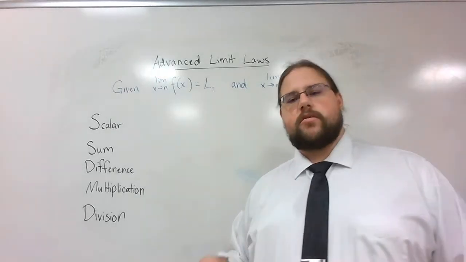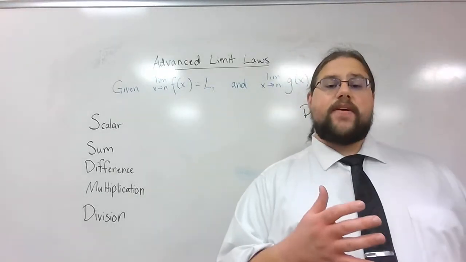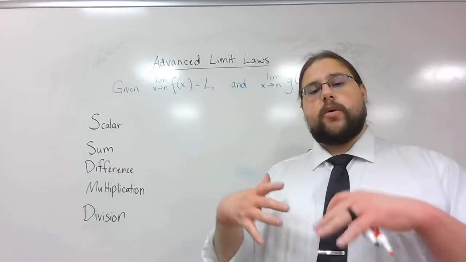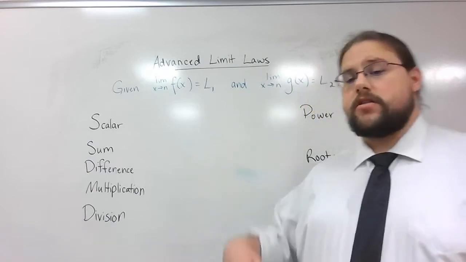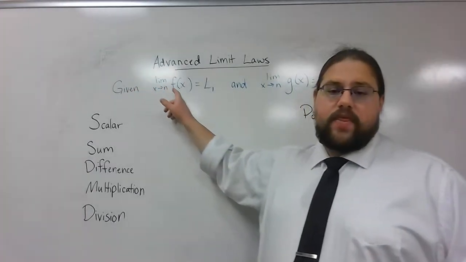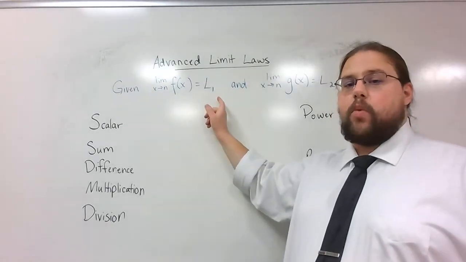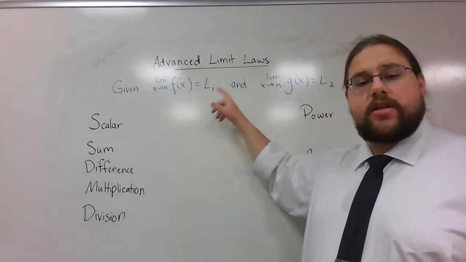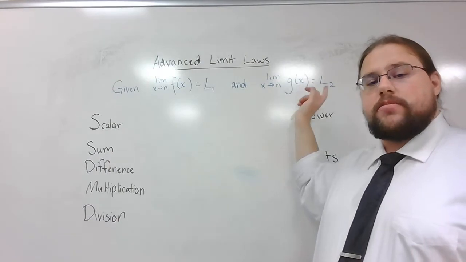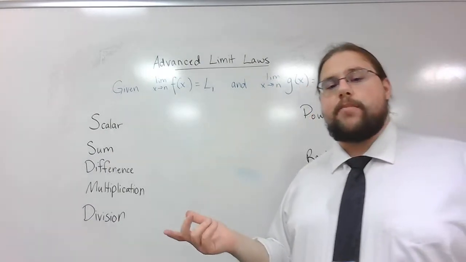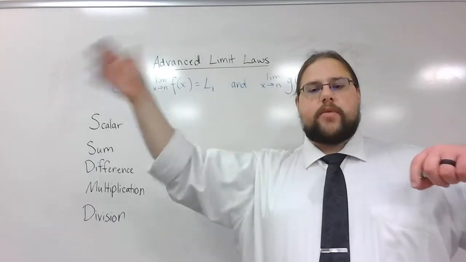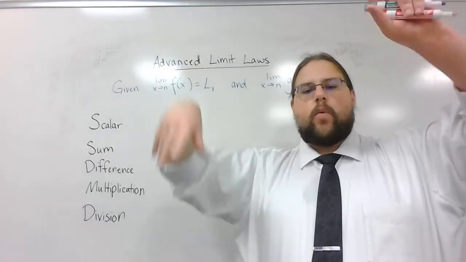In this video, I'm going to do some more advanced limit laws. In the last video, we did the basic ones, so now I'm going to try to do it with some different kinds of functions. So for instance, I'm going to start off with f of x goes to L sub 1 as x goes to n, and I'm also going to do g of x goes to L sub 2 as x goes to n. Notice they're going to the same number, the same x value, and they're having two different y values as their answers.